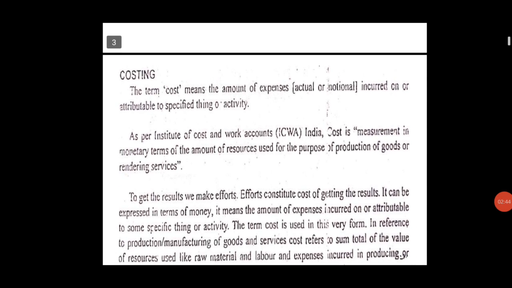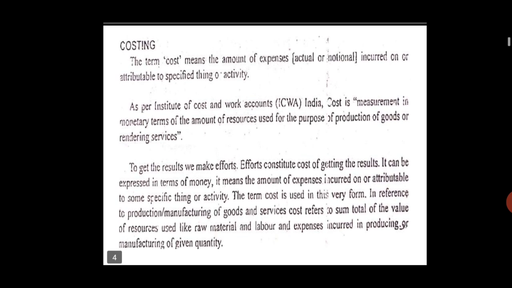We'll look at costing first. So the cost means the amount of expenses, whether actual or notional, incurred on or attributable to specified thing or activity. See, first you should understand there are two things. One is product or a service, okay, and then expenses also can be actual expenses or notional expenses.